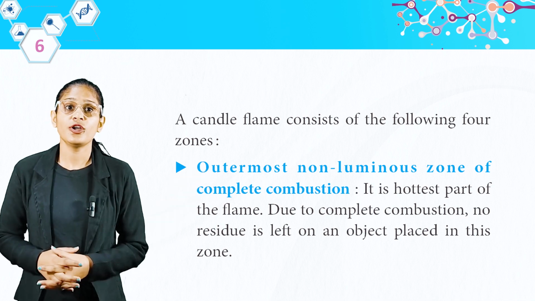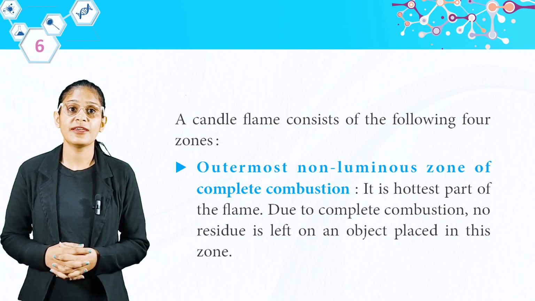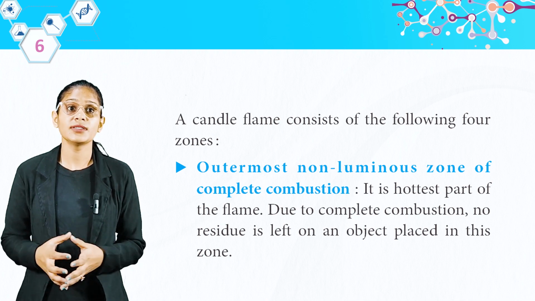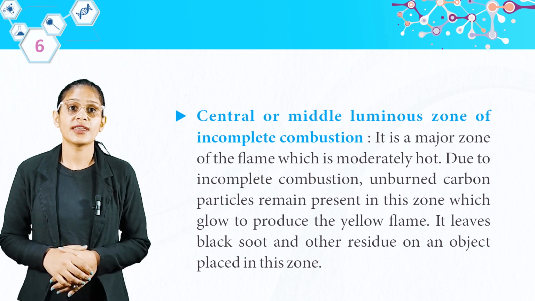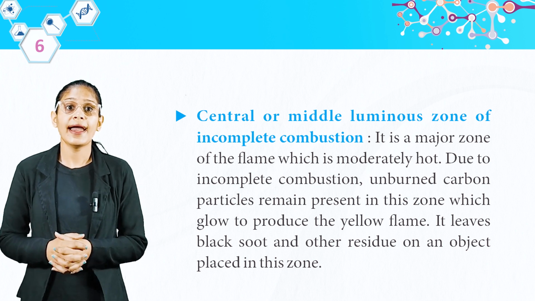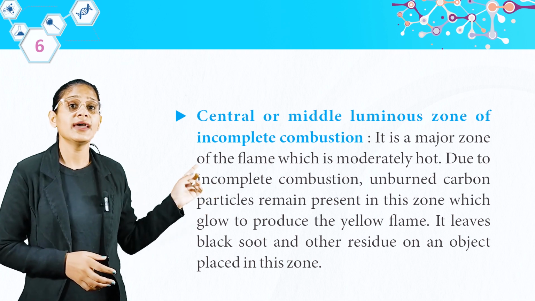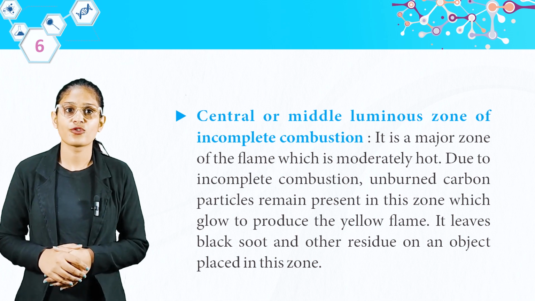Then, central or middle luminous zone of incomplete combustion. It is a major zone of the flame which is moderately hot. Due to incomplete combustion, unburned carbon particles remain present in this zone which glow to produce the yellow flame. It leaves black soot and other residue on an object placed in this zone. So student, ये incomplete combustion होता है जो आपका central और middle luminous zone होता है.